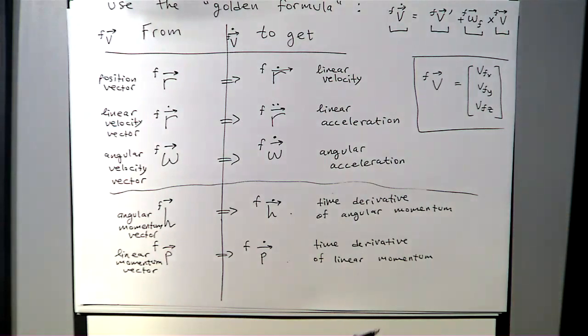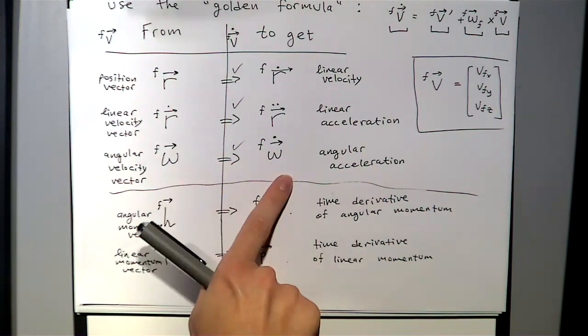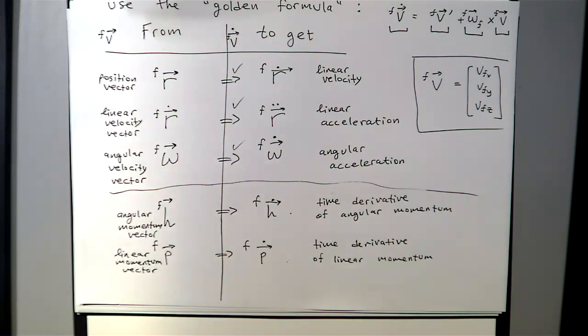Next exercise, still about this problem. This is to find the angular acceleration. We did this one, and now we are here, from angular velocity to angular acceleration. The question is to find the absolute angular acceleration of link 2, expressed in frame 1. Or you can also say absolute angular acceleration of frame 2, expressed in frame 1, because frame 2 and link 2 are attached.